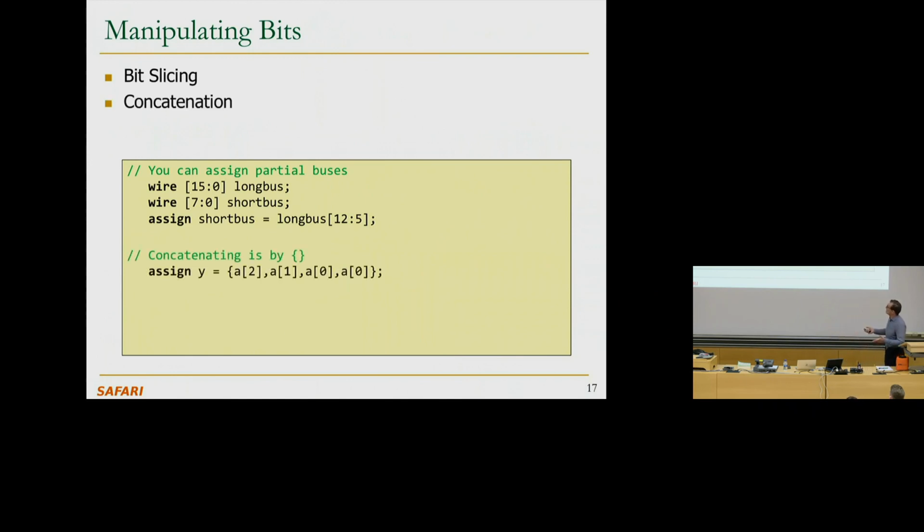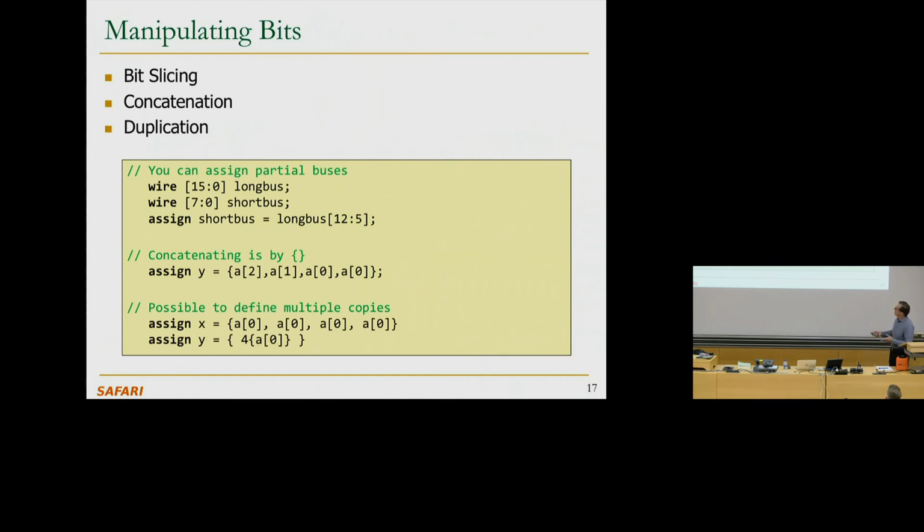You can do concatenation. Basically, this is a 4-bit bus wire, Y. You concatenate these 4 bits: 0th bit of A, 0th bit of A, first bit of A, and second bit of A. Okay? And A is some input, which is not shown here. Makes sense, right? It's simple.